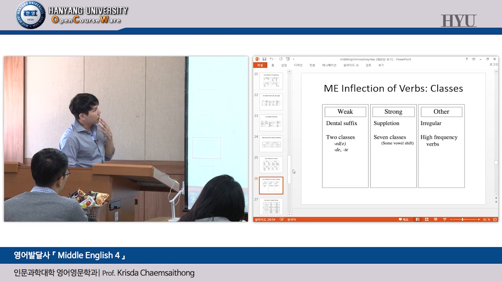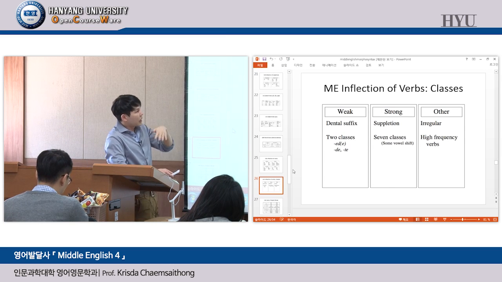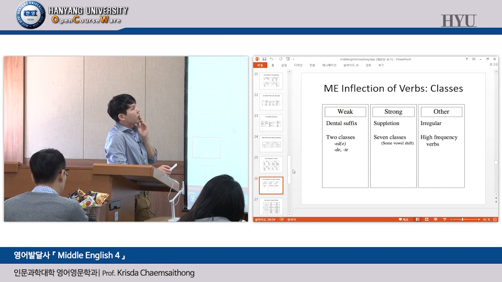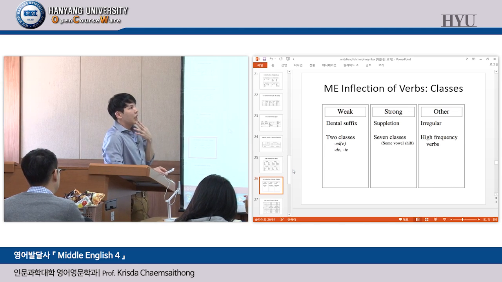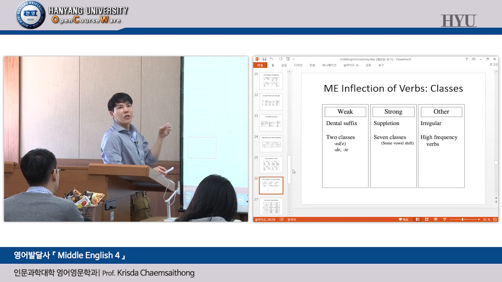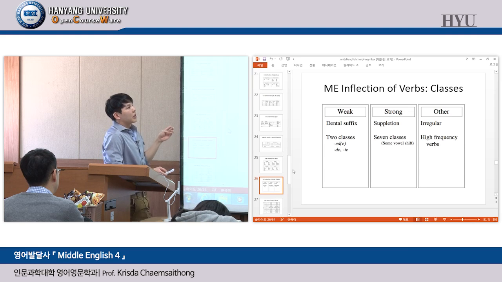So to give you real, not this one, but the next slide. So weak verbs in Old English, dental suffixes, these two classes survive. And then the strong verbs survive also. Suppletion, meaning you replace one vowel with another vowel, right? Eat, ate, like that, that's suppletion. So in Old English, there were 7 classes, you remember?